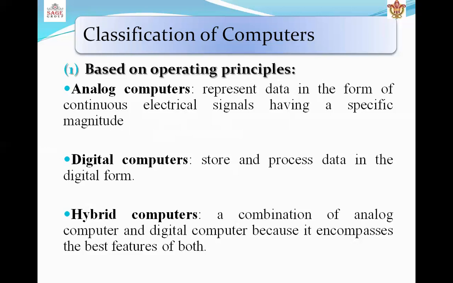Digital computers are made for both general purpose and special purpose. A special purpose computer is one that is built for a specific application, while a general purpose computer is used for any type of application. It can store different programs.